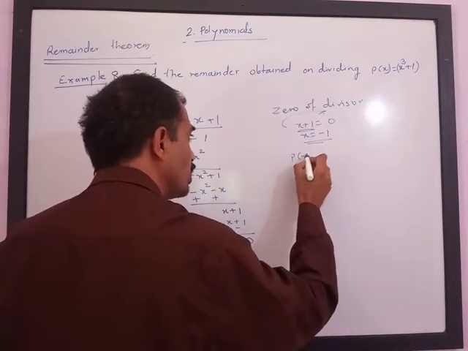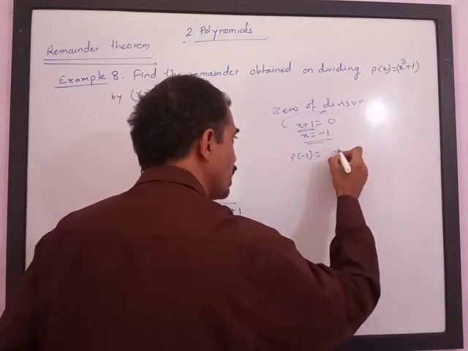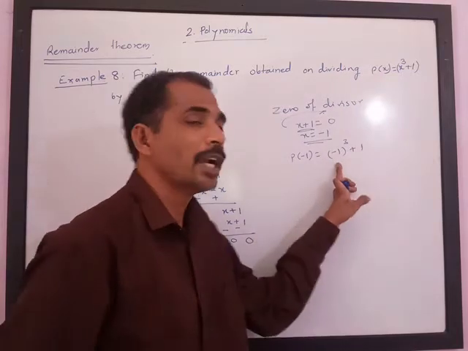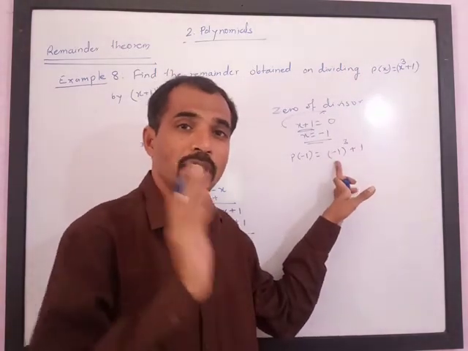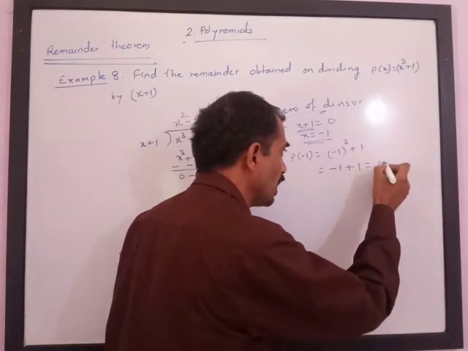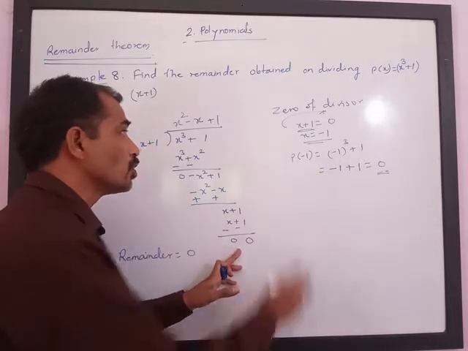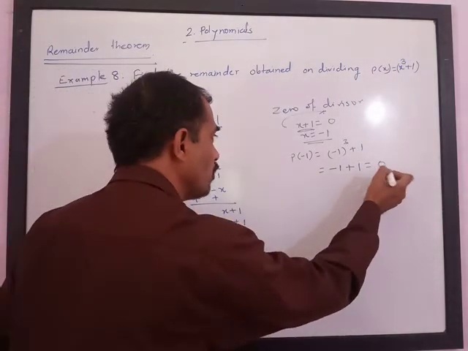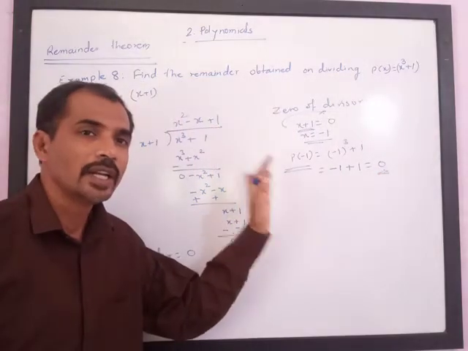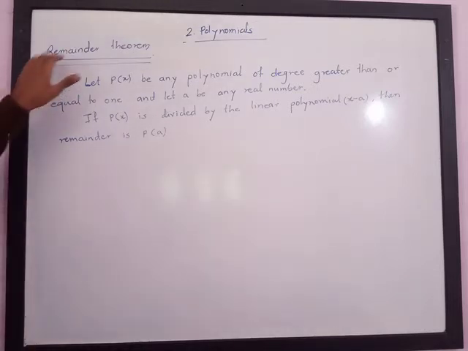So p of minus 1 is equal to x cube, means minus 1 in brackets cube, plus 1. Minus 1 cube means minus 1 multiplied by minus 1 multiplied by minus 1, 3 times. We will get this as minus 1 plus 1, remainder is 0. You can understand, value is 0 as well as remainder is 0. So remainder can be found by finding the value of the polynomial, and this itself is called the remainder theorem. Let us see the remainder theorem.